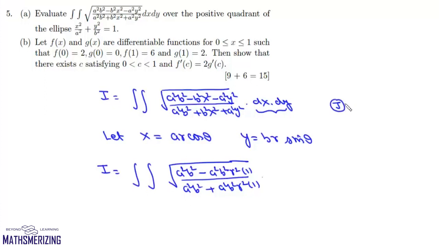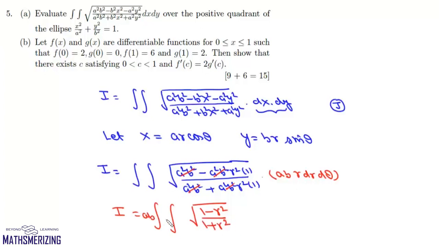We have already studied the Jacobian in multivariable calculus. I'll provide the link to that video in the description below. So we can write this dx dy as ab r dr d theta. Now here a^2 b^2 will cancel. So we'll get this integral as the square root of (1 minus r^2) upon (1 plus r^2), we'll take this ab out and then r dr d theta, where the value of r varies from 0 to 1, and since it is in the first quadrant, the value of theta will vary from 0 to pi by 2.